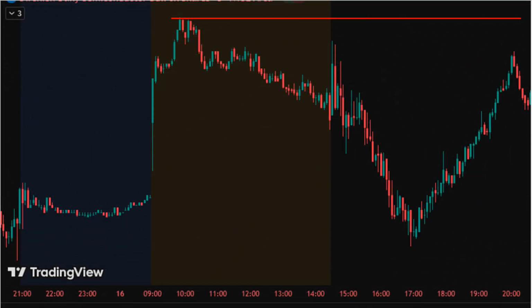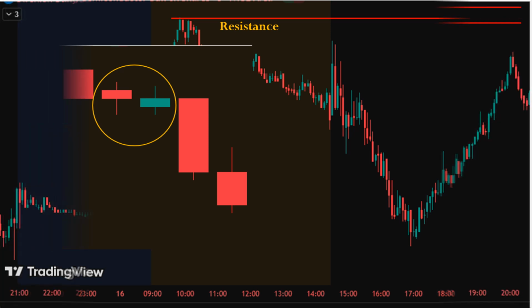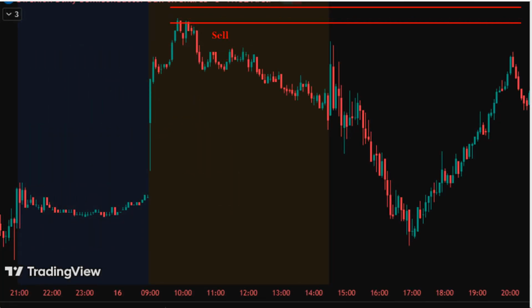At resistance, watch out for bearish reversal patterns like the head and shoulders or the doji candle. These signals indicate that price will reverse back downwards. So enter short trades here and place your stop loss just above resistance.